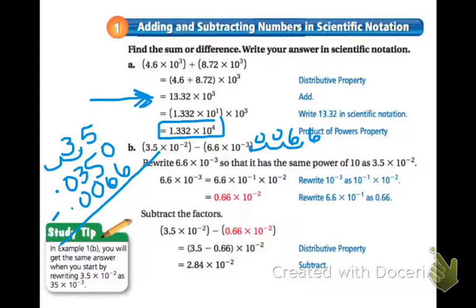Or you can look closer at this to see how they've rewritten and changed this other one to be in the same, let's see, how does that work? We broke it up in a way to be in the same 10 to the negative 2 power, so that they would have a like term. So we see how we took the 6.6 and moved around the decimal to get that to happen. So one of two ways.